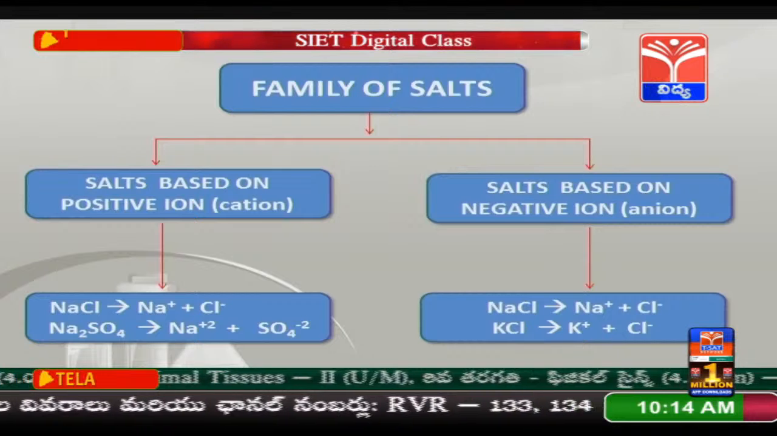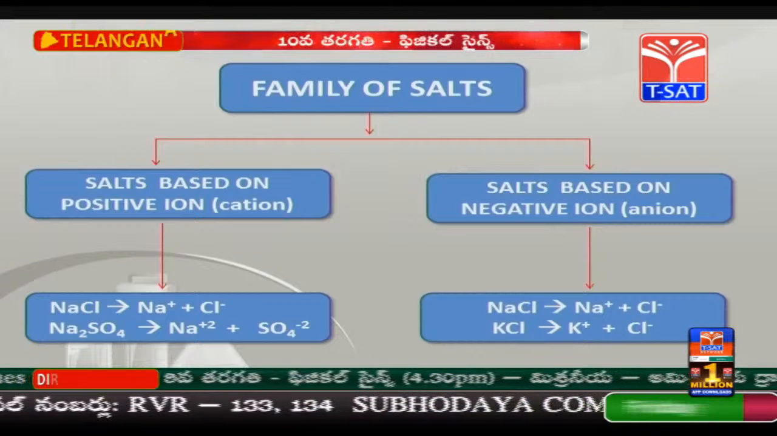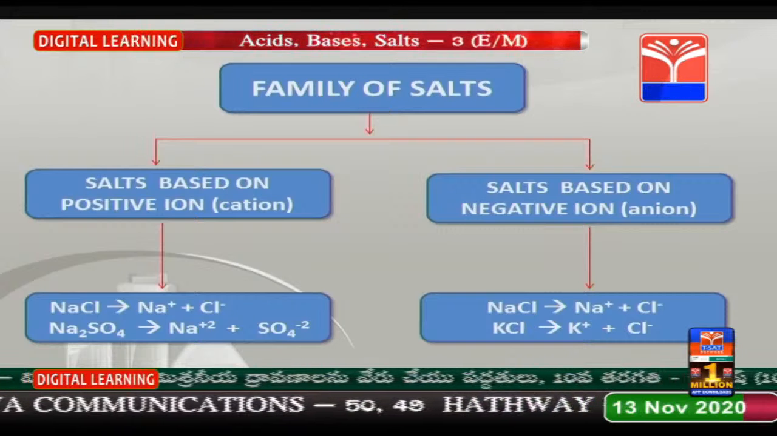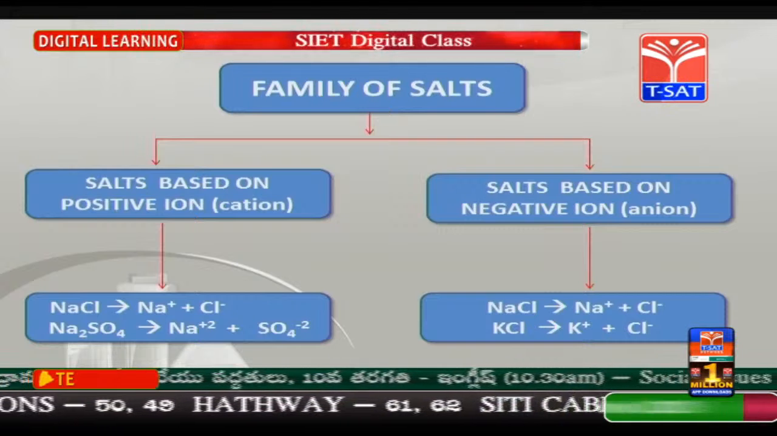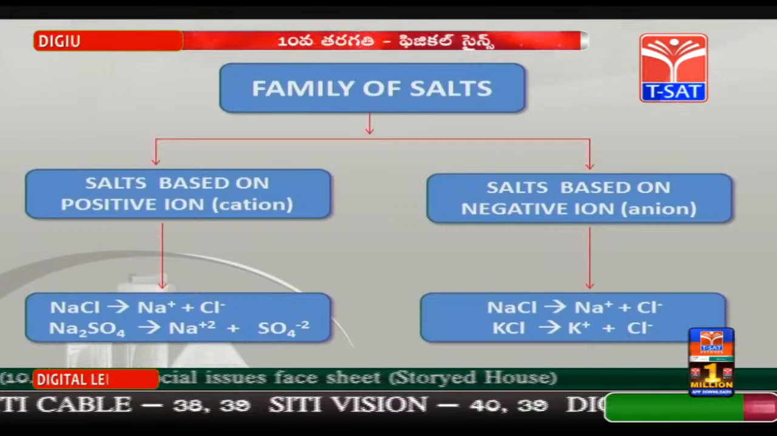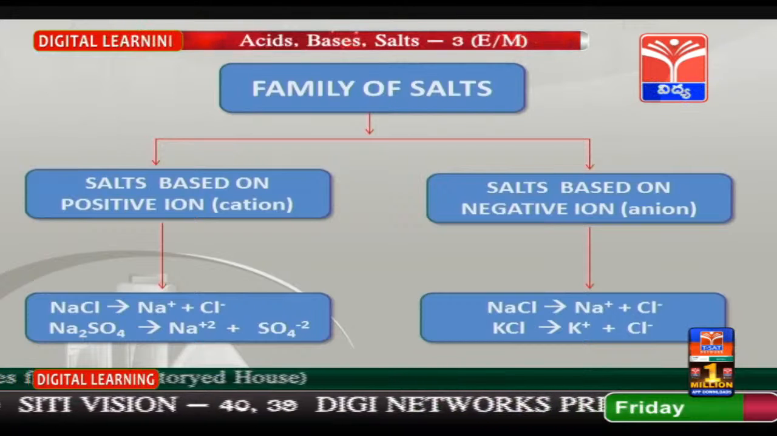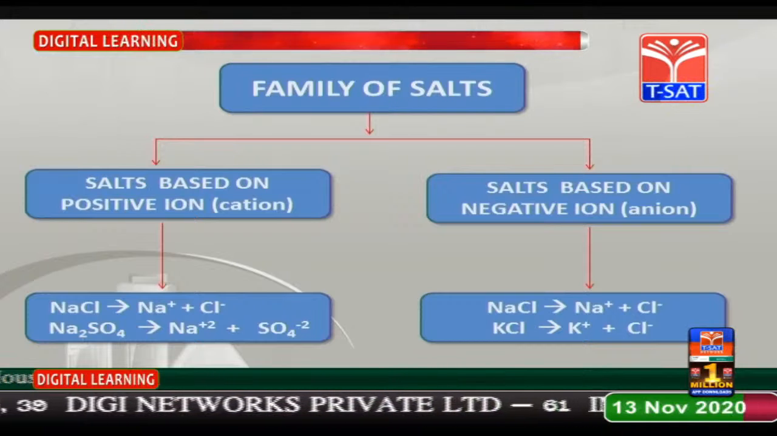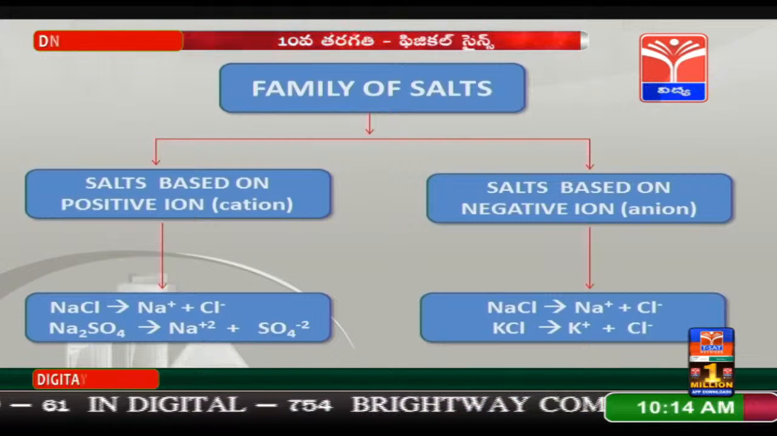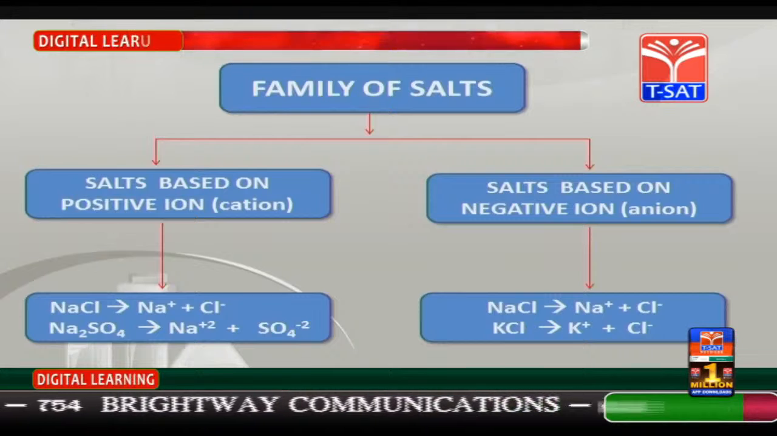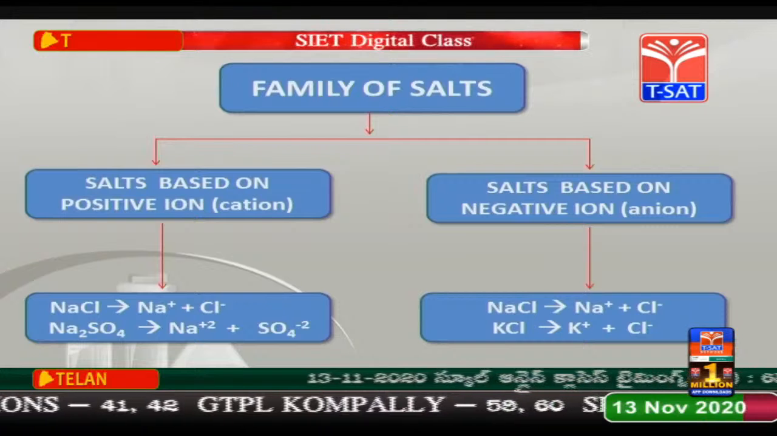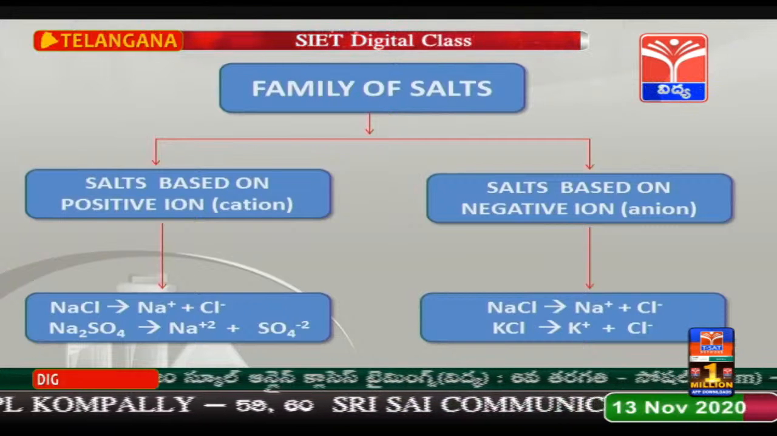Look here, children. Salts based on positive ion means, for example, if we have the salt NaCl, whenever we dissolve NaCl in water, it dissociates into its ions. The first ion is the Na+ ion. What is this ion? It is a positive ion, also called a cation. What is the other ion? Cl-. It is an anion. It has a negative sign.